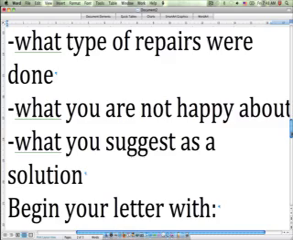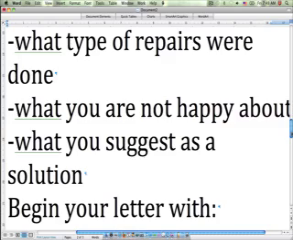Now, as you know, a letter has three basic paragraph parts to it. The first being the purpose of your letter. So in our letter, we're going to write perhaps something like, I am writing to you because of some repairs that were recently done at my house.